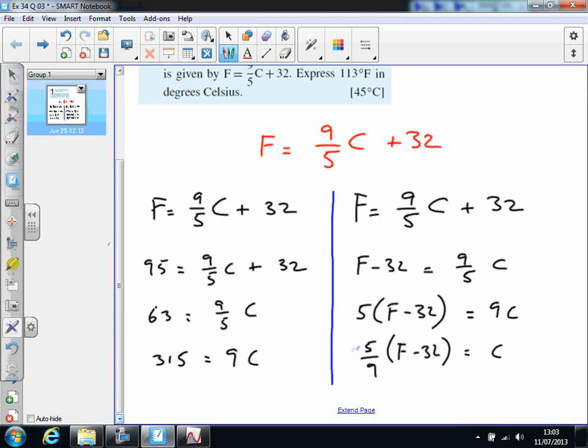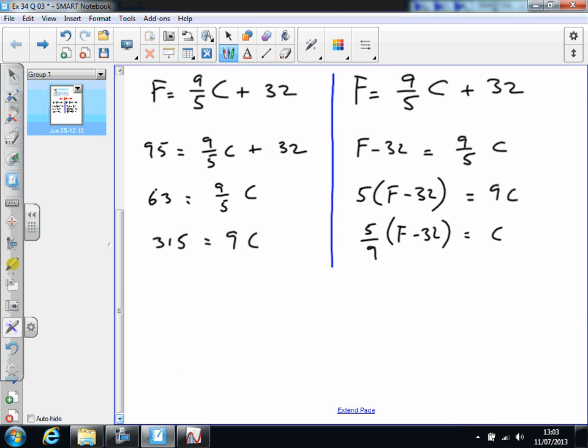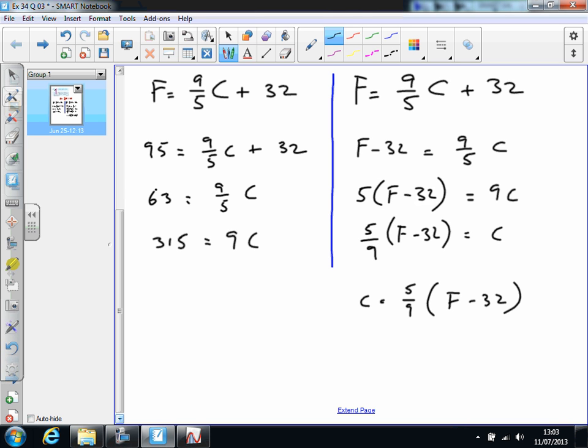So we now have a new formula to find the temperature in centigrade. C equals 5/9 brackets whatever the temperature is in Fahrenheit minus 32. So I could now plug my Fahrenheit temperature in here, which is 95 degrees, and work out what C is, and you should get the same answer you did on the left hand side. So just finish that off and then have a go at the original question.